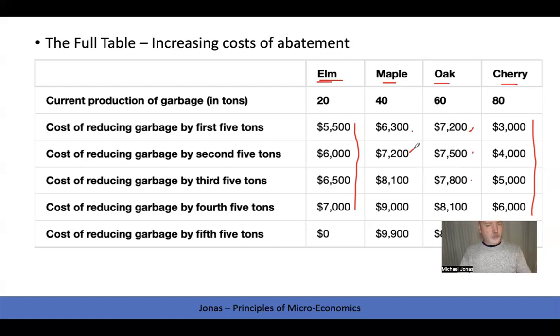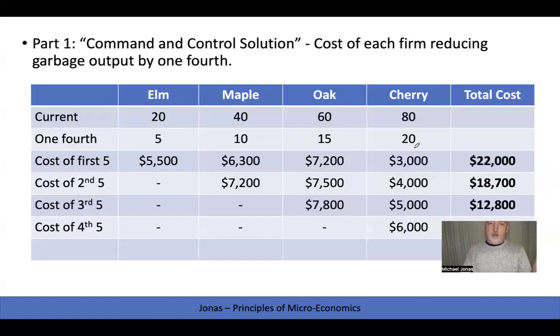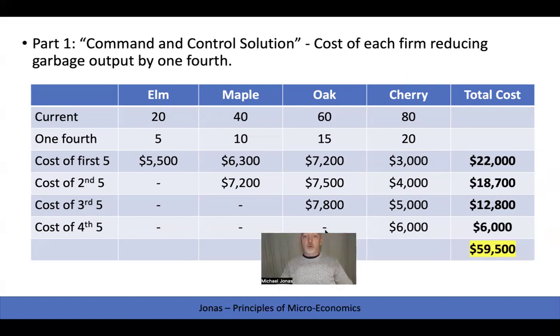So the first part, pretty straightforward, right? The command and control solution. What is the total cost of pollution abatement, bringing it down by 25%? Half the battle is just figuring out how many units need to be cleaned up. So we could do a little bit of simple math here. So Elm started with 20 units. The required 1/4 reduction is going to be 5 units. Maple started with 40, 25% of 40. It's going to have to clean up 10, or 2 chunks of 5, right? Oak started with 60, 25% of 60 is 15.